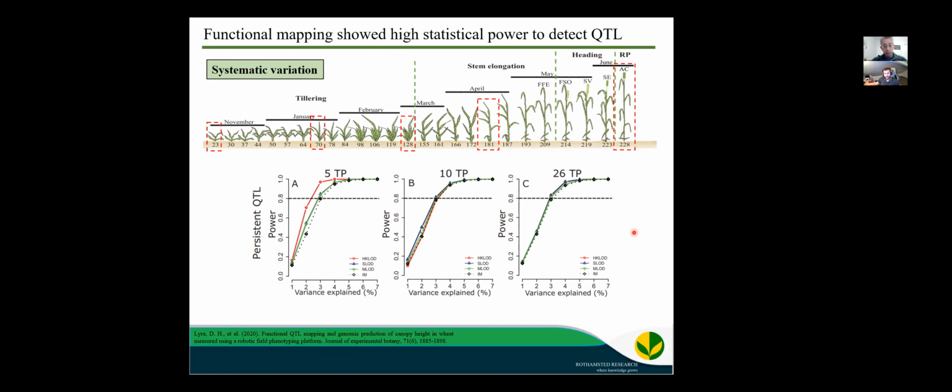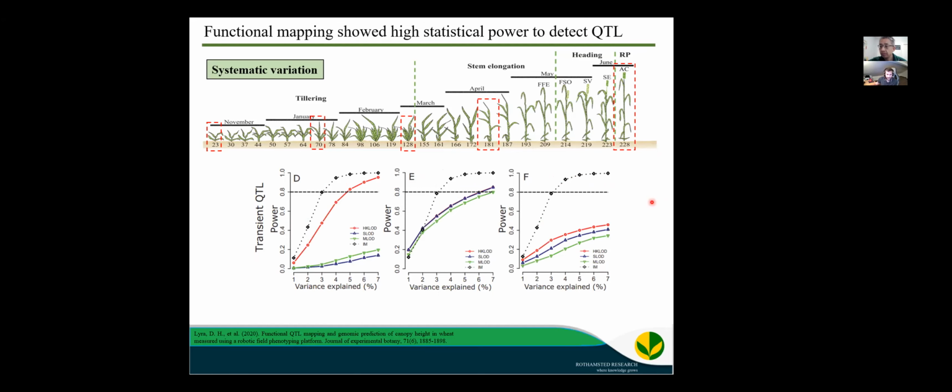And we simulated this, again, for persistent QTL. We simulated increasing the variance explained of the QTL, and we observed a slight increase in the statistical power for functional QTL mapping, not by much, but indeed a little bit more. And we used all the approaches that I mentioned for 5, 10, and 26 time points. And we didn't see much difference between the time points.